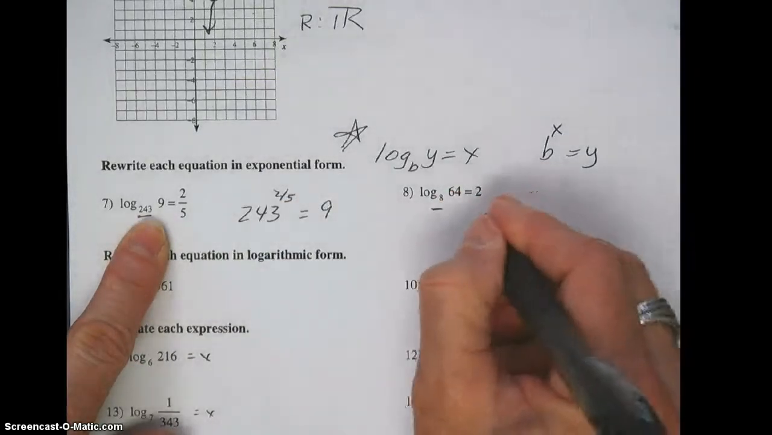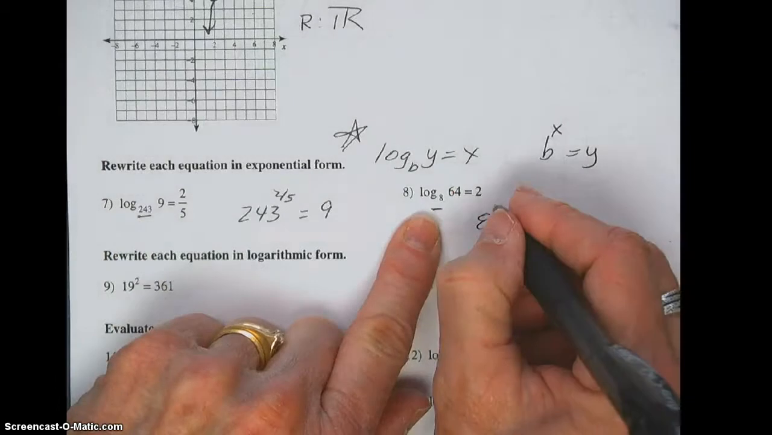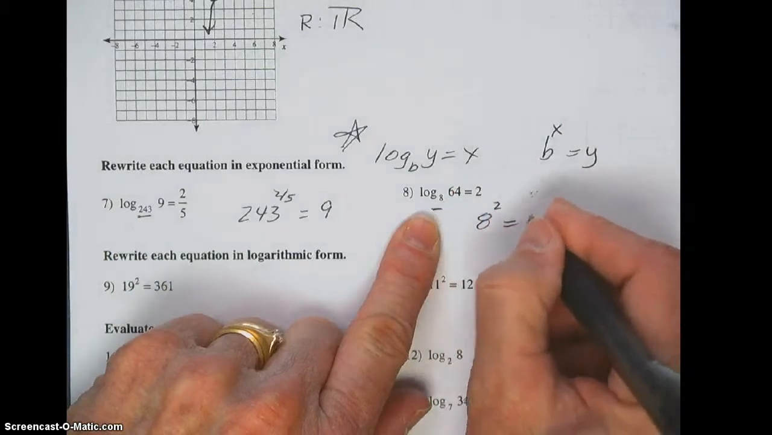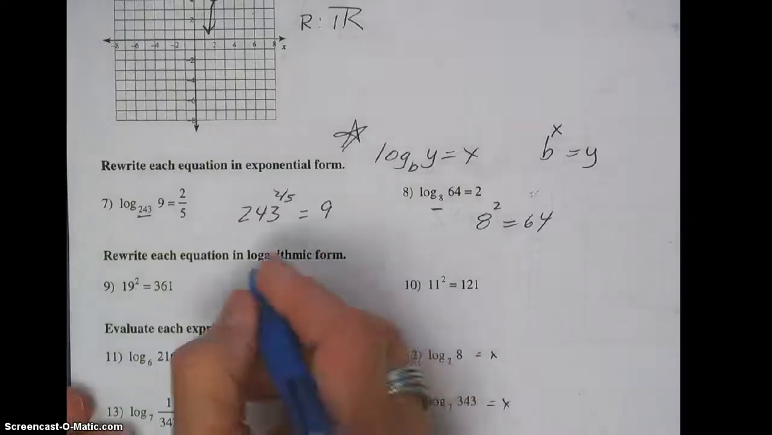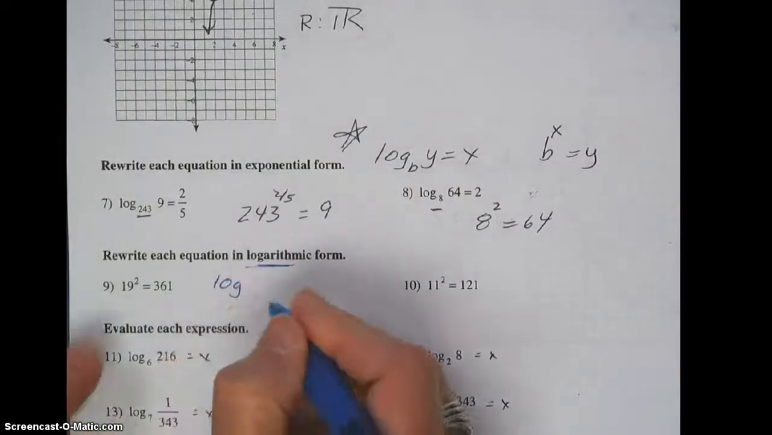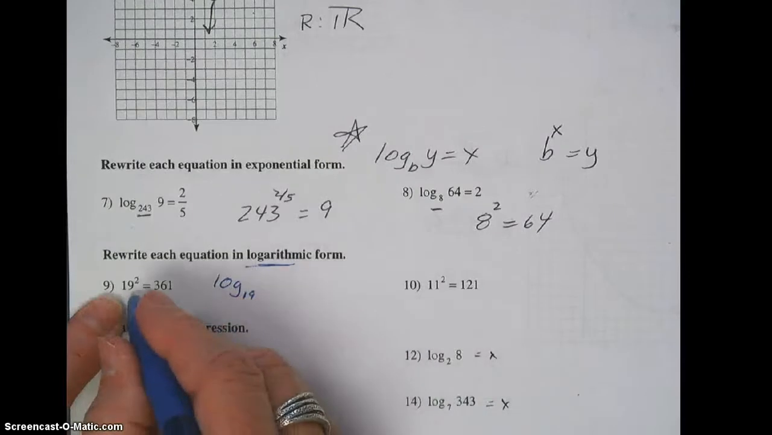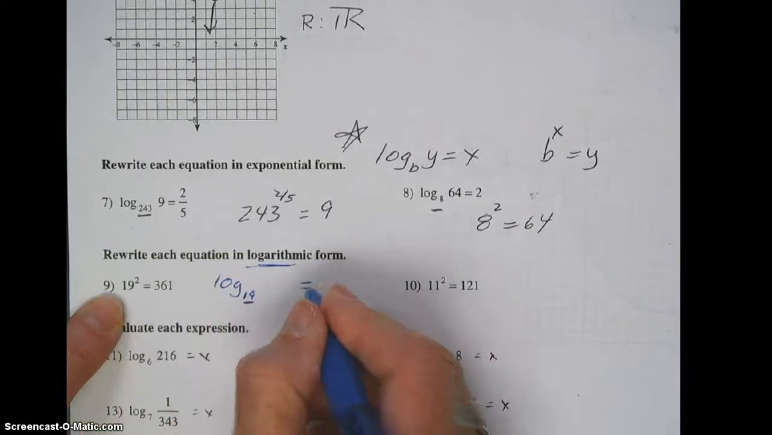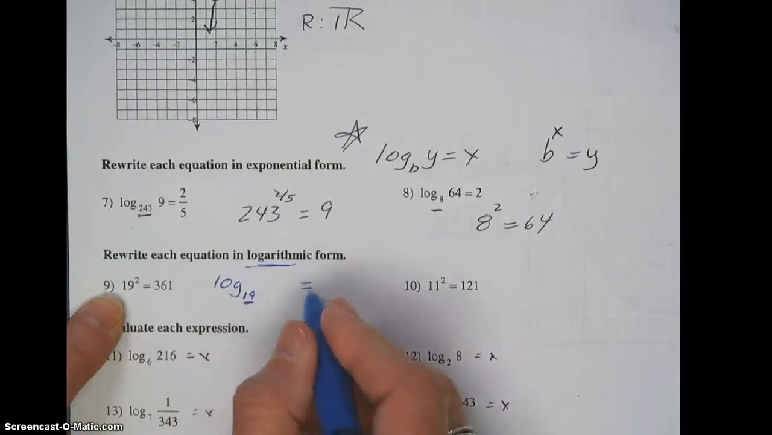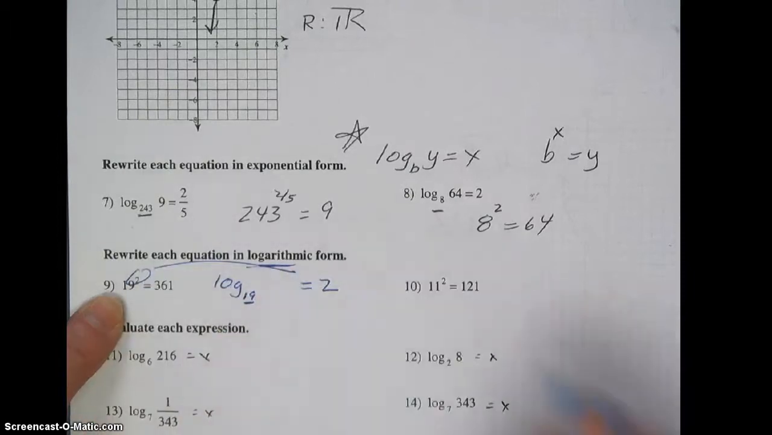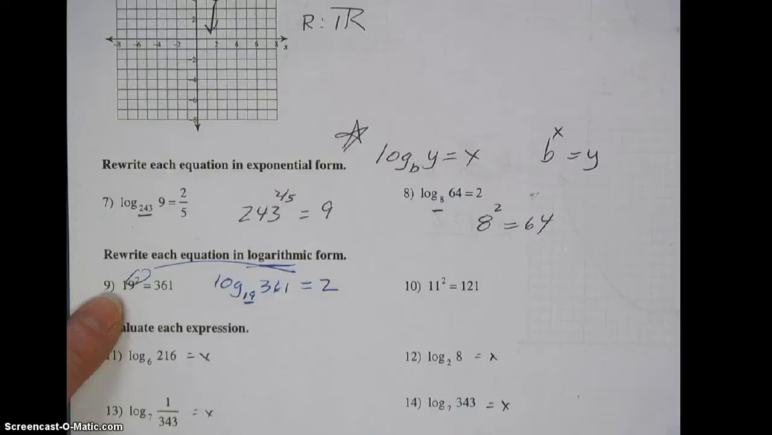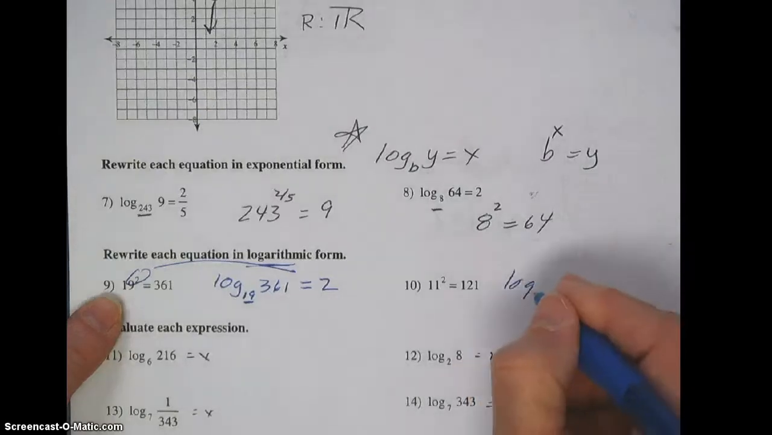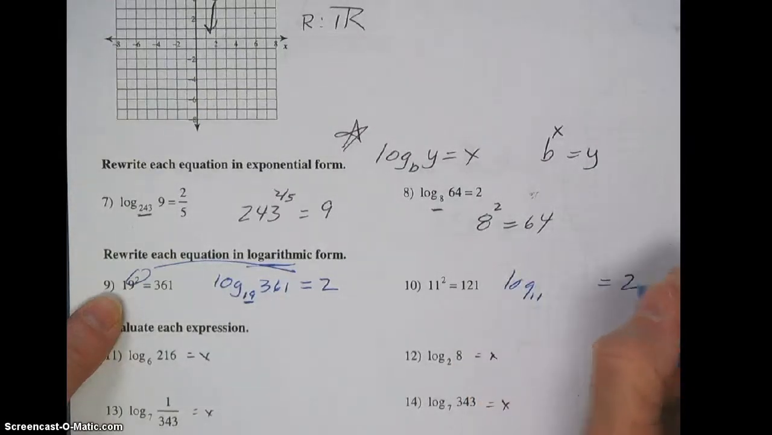In 8, 8 is our base, 2 is our exponent, and what does that equal? That equals 64. Going the other way to write the log, I always write log and then the base. I take the base and put that down a little bit. I leave a little space. The exponent goes on the other side of the equal sign, and the argument goes in the middle. So in 10, we have log, the base is 11, the exponent is 2 again, and it equals 121.